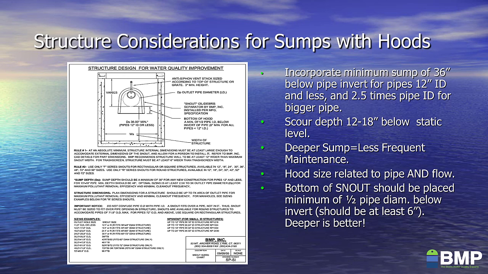That means that if you have a 12-inch pipe, we need to see the bottom of the snout at least 6 inches beneath the invert of the pipe. More is always better because you create that separation layer where your floatables and oils will accumulate. So the deeper the separation layer, the more effective the snout installation will be.